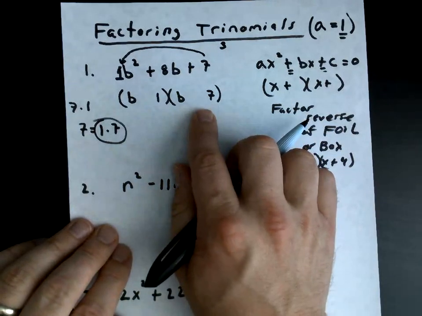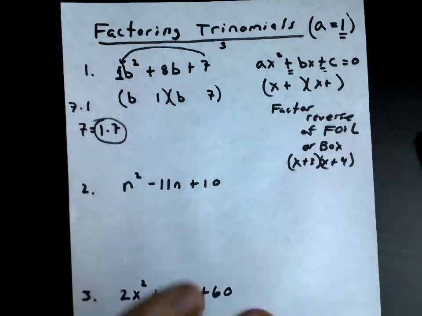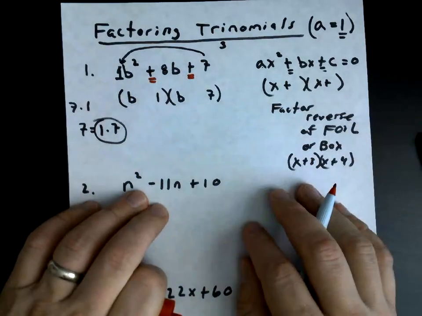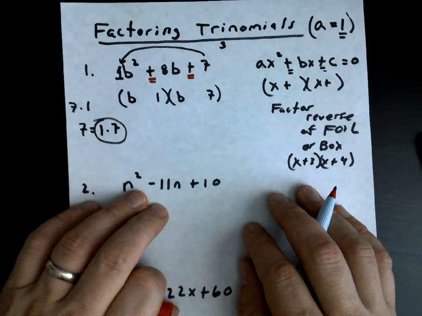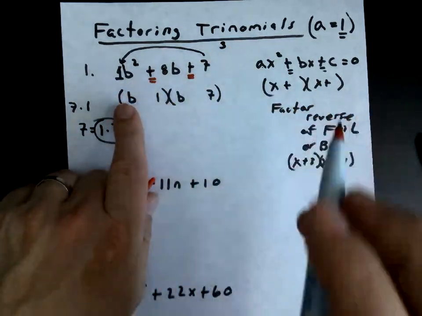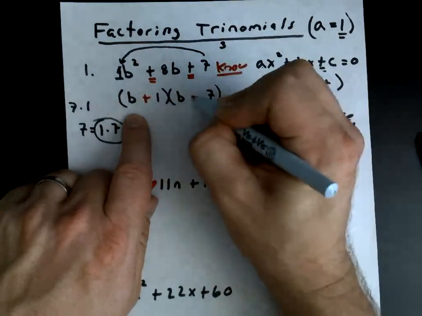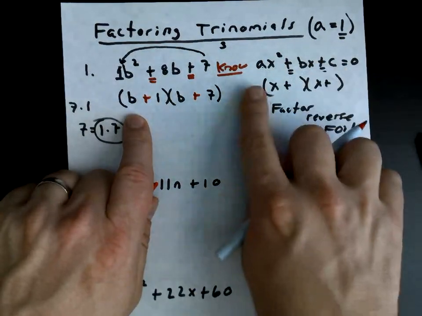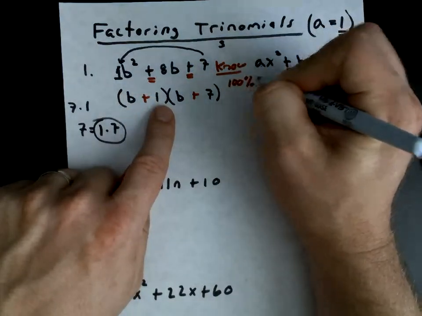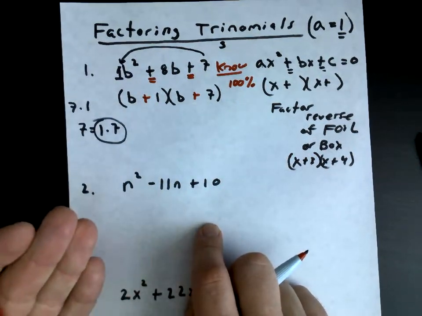Now, the only thing you have to really do is focus on the signs. When you focus on the signs, since you have two positives, you really can't go wrong. So if I have two positives, I know, I know that this has to be two positives. There's no way. 100%. That's two positives because that's how it's going to go.